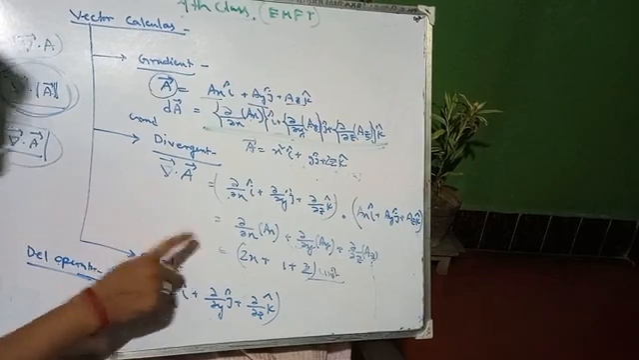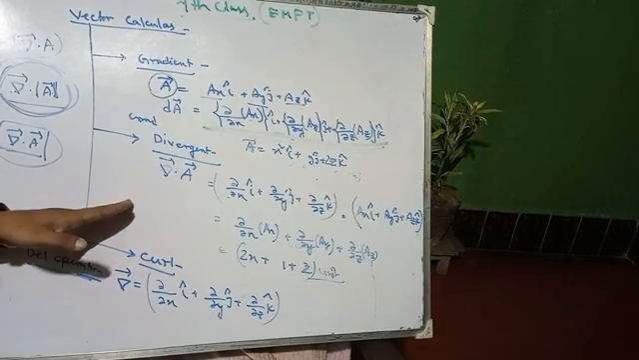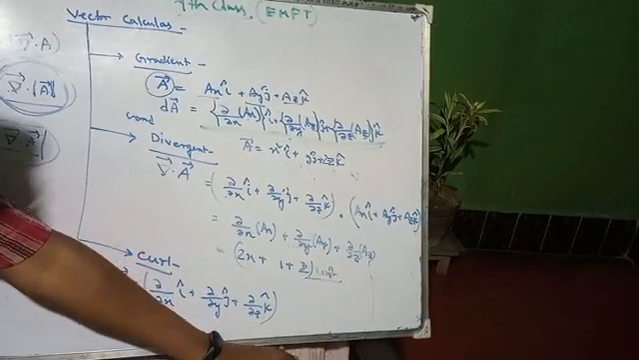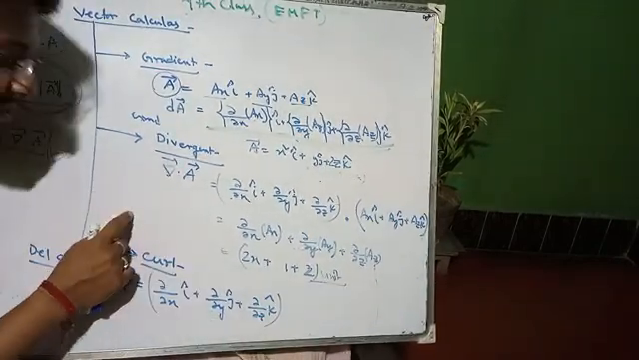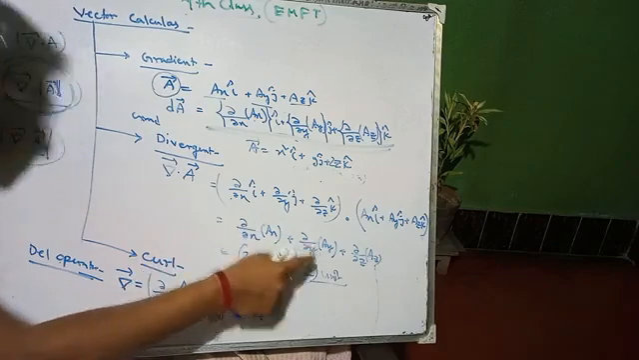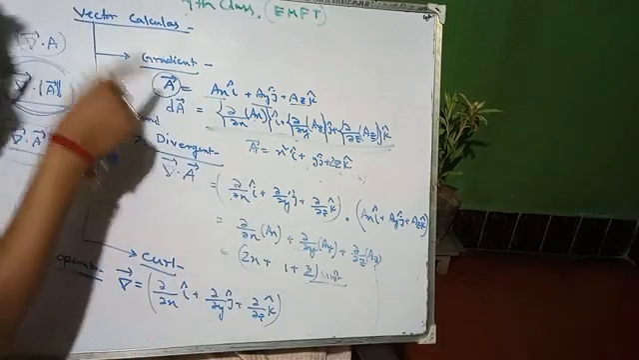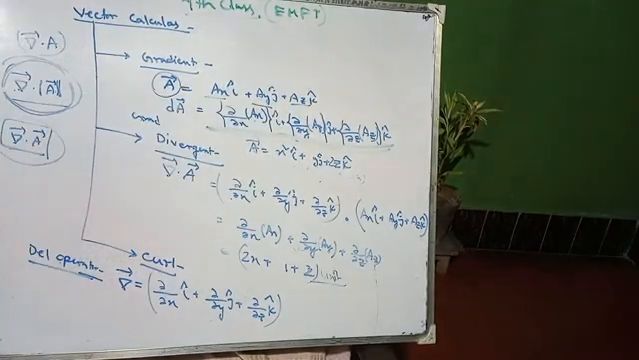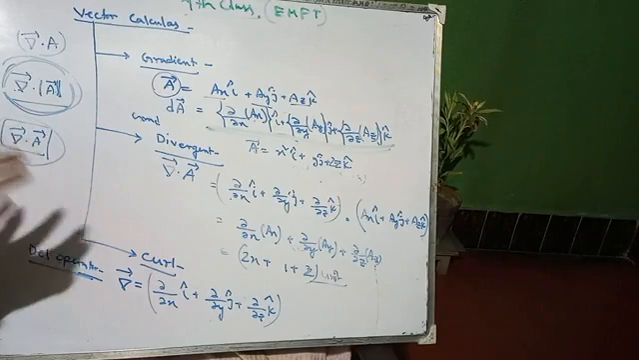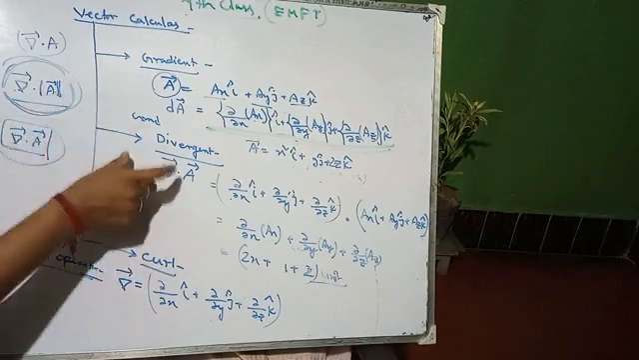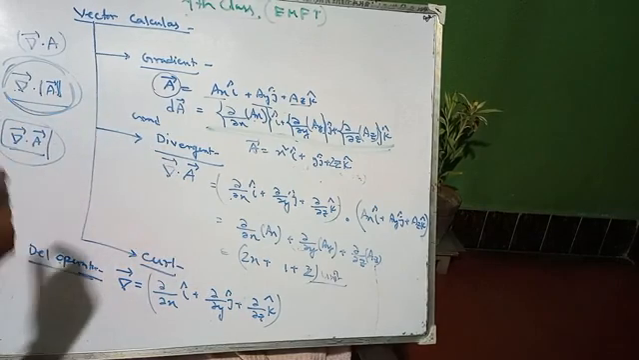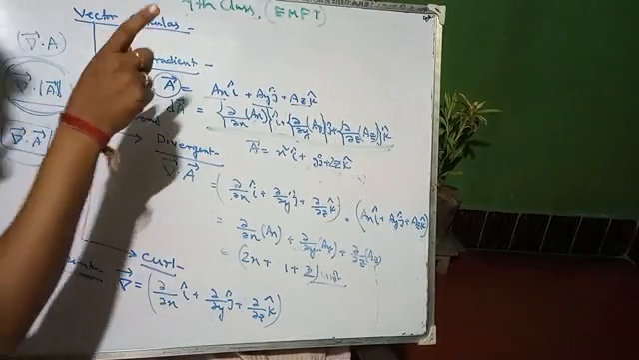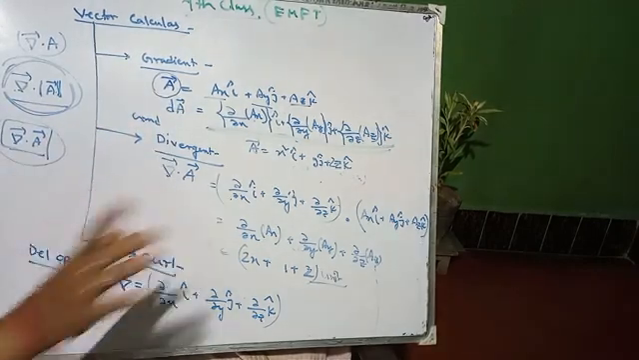And lastly, write one statement over here: divergence of any vector results in a scalar, and the gradient of any scalar results in a vector. So this is the main difference between divergence and gradient. The gradient is a tool which acts on a scalar value, and divergence is a tool which acts on a vector value. The gradient results in a vector, and divergence results in a scalar.